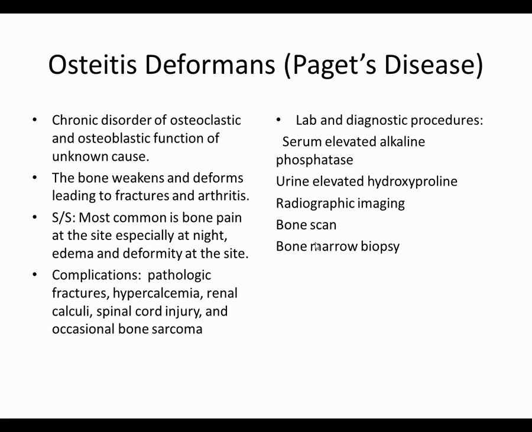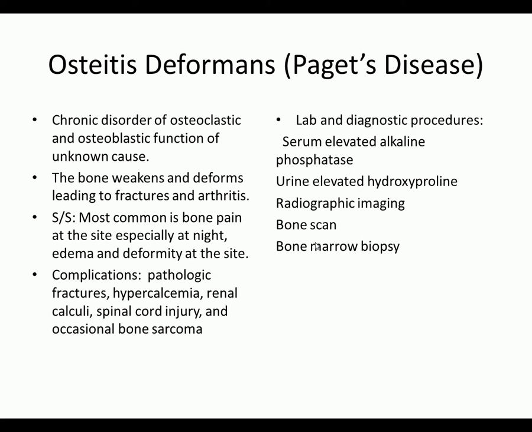It can occur in 2 stages, the vascular stage and the sclerotic stage. It results in fragile bones and frequently leads to pathological fractures. Signs and symptoms are going to include bone pain at the site, which tends to be worse at night. Edema and deformities. You'll see a lot of times these patients will have bowed arms and legs. Complications will be your pathological fractures.